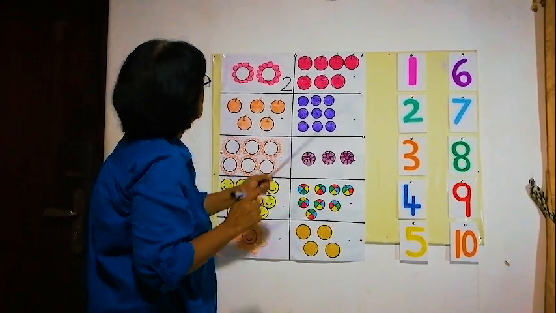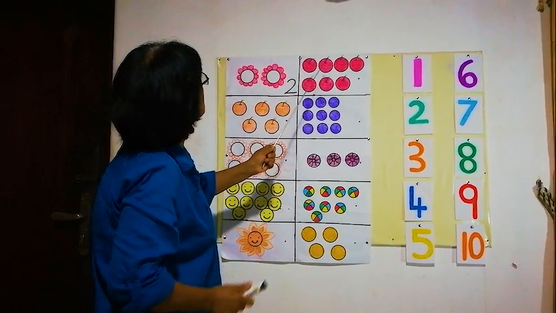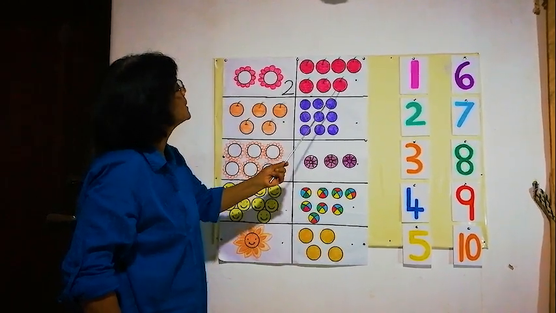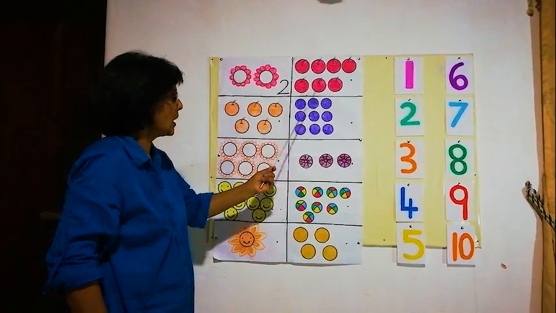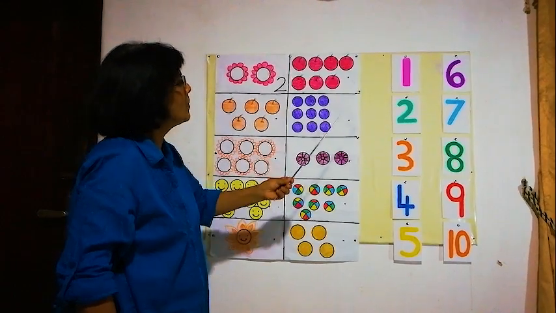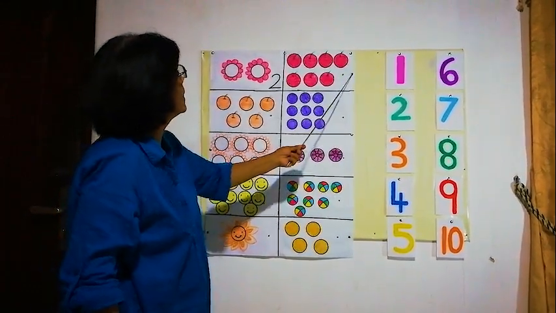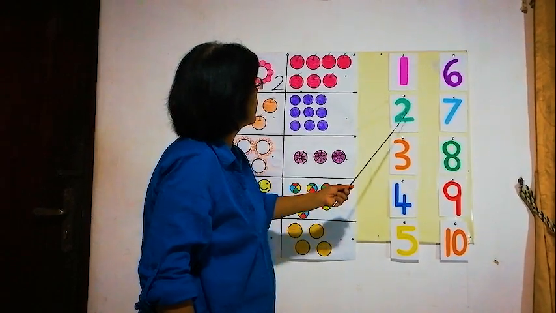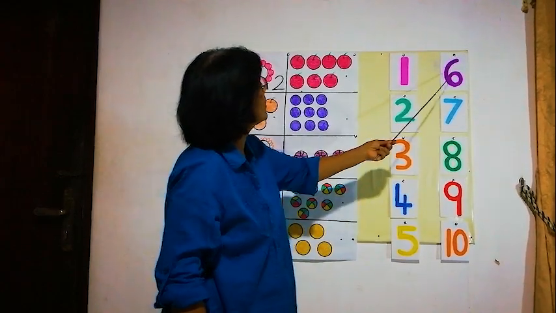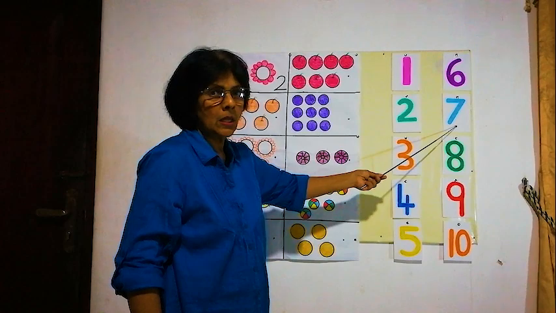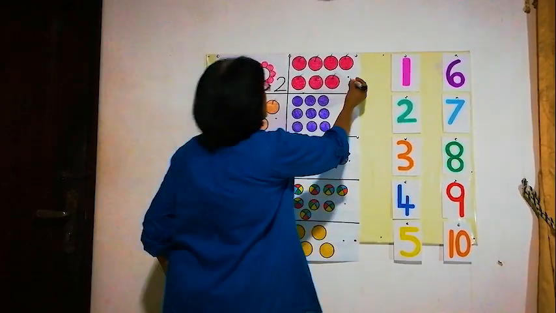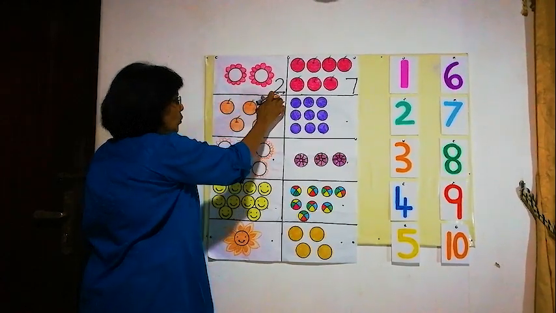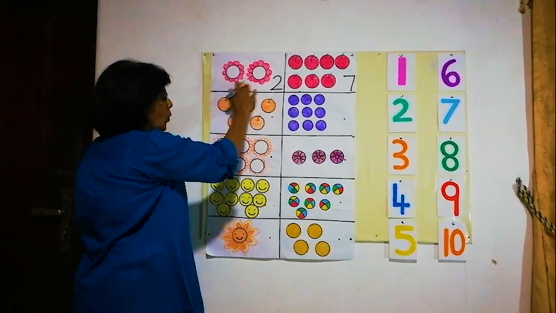Now the next one here, cherries. How many cherries here? 1, 2, 3, 4, 5, 6, 7. 7 cherries. We have to find the number 7 and write here number 7. Where's number 7? Is this number 7? No. Is this number 7? No. Is this number 7? No. Is this number 7? Yes. This is number 7. Here we have to write the number 7. 7 cherries, 2 flowers, right?